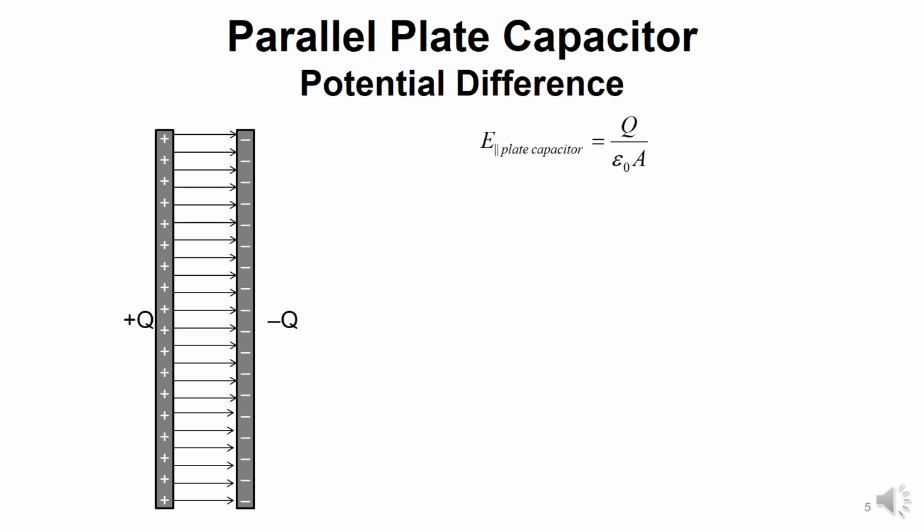Okay, so we have the electric field and we have the charge, and the picture on the left shows the diagram of a capacitor with the electric field line shown and the charge is shown as well. And on the right side, we have the equation for the electric field. Now let's try to calculate the potential difference between these two plates.